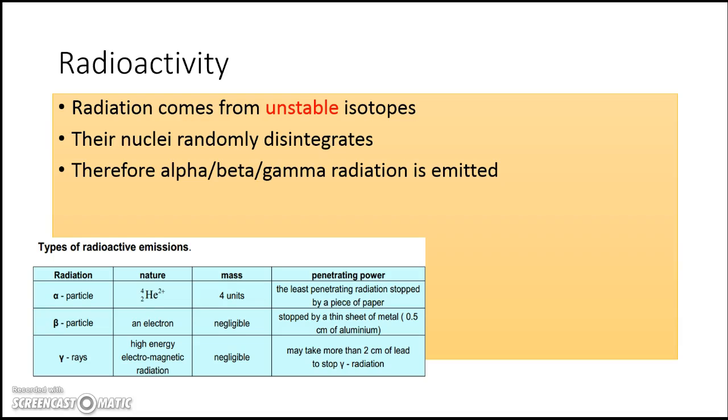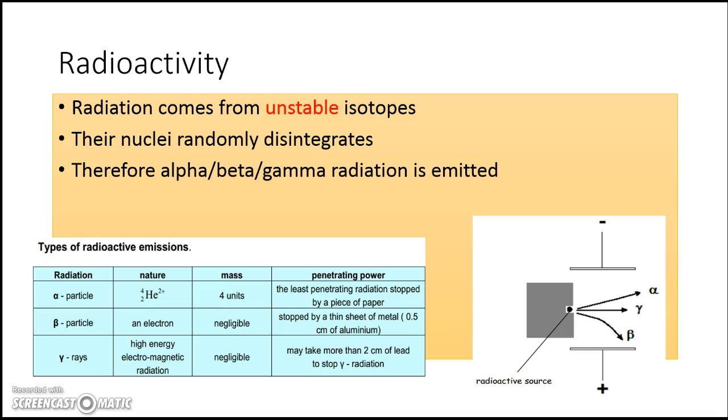A beta particle is an electron, which is a high energy electron actually. It's stopped by a thin sheet of metal, which can be 0.5 centimeters of aluminium. Gamma rays are high energy electromagnetic radiation. Their mass is negligible, and it may take more than 2 centimeters of lead to stop this radiation.